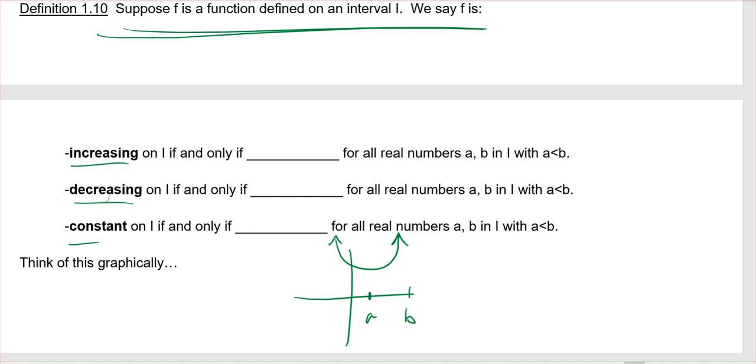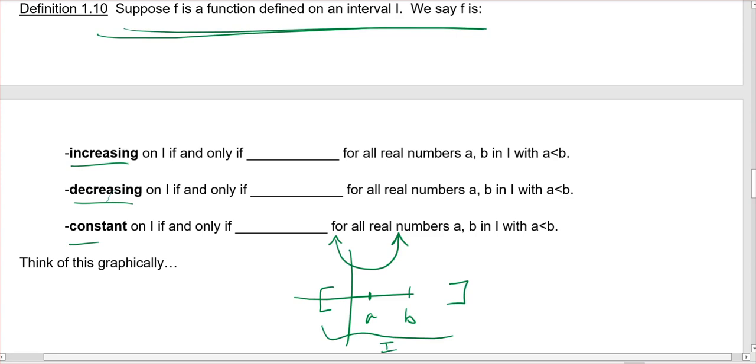So our function is defined on some interval I. Maybe we can just say, hey, this is the interval I. And we've got 2 points in I, A and B. We're going to say that our function is increasing if and only if we want our function values to go up, so f of A is less than or equal to f of B. Something to the left of something else ought to be below that other thing, right?